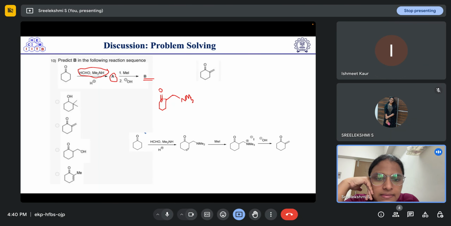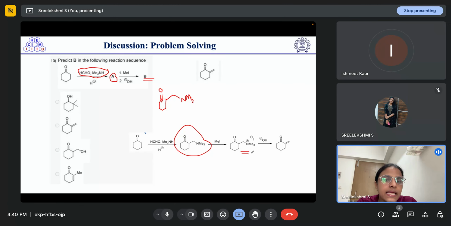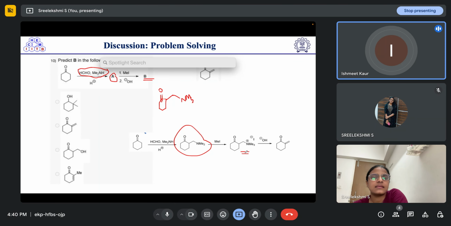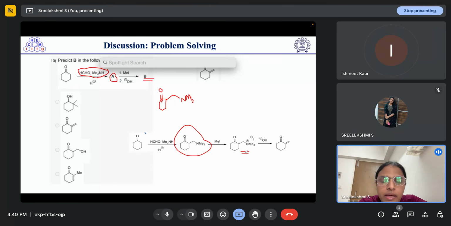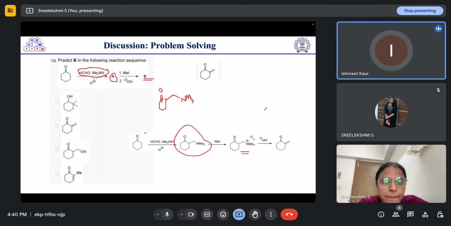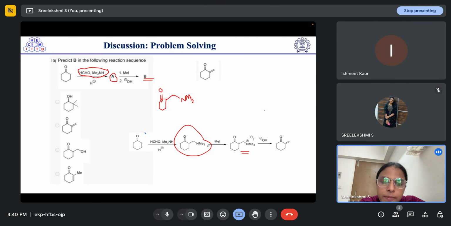So here what is happening is that first this is forming as a result of the Mannich reaction. Then in the presence of methyl iodide, it will form this quaternary ammonium salt. That is, this nitrogen will again take this methyl group and it will exist as this salt. That we will say like this Eschenmoser salt, you have heard. Yes, ma'am, but I don't remember. Fine. So once this Mannich product is forming, again it will take up the methyl group and exist as a salt, that we will say Mannich salt.